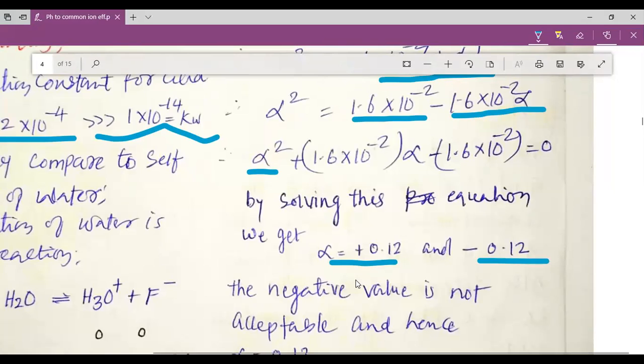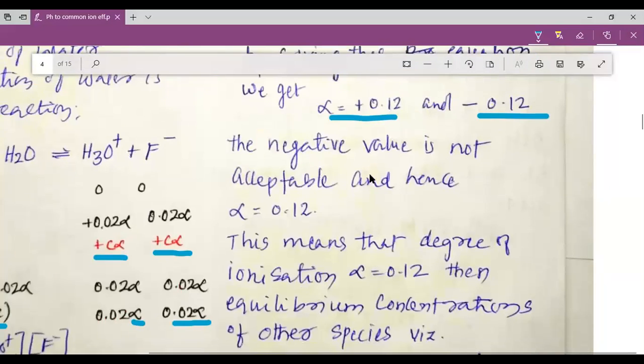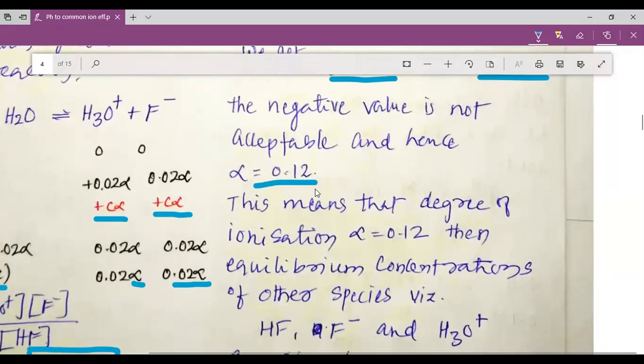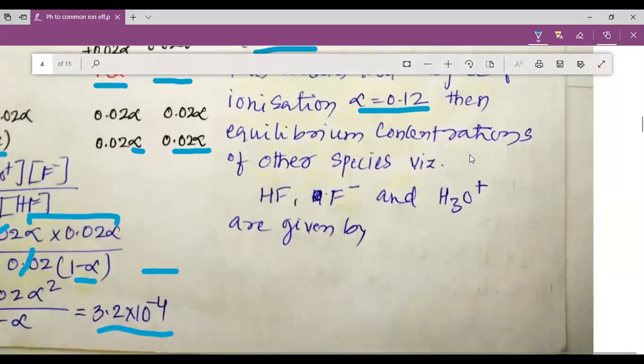So using this, we will get the value of alpha is equal to plus 0.12 and alpha is equal to minus 0.12. My dear students, the negative value is not of any use, so the negative value is not acceptable, and hence we will have alpha is equal to 0.12. This means that the degree of ionization, that is alpha, is equal to 0.12.